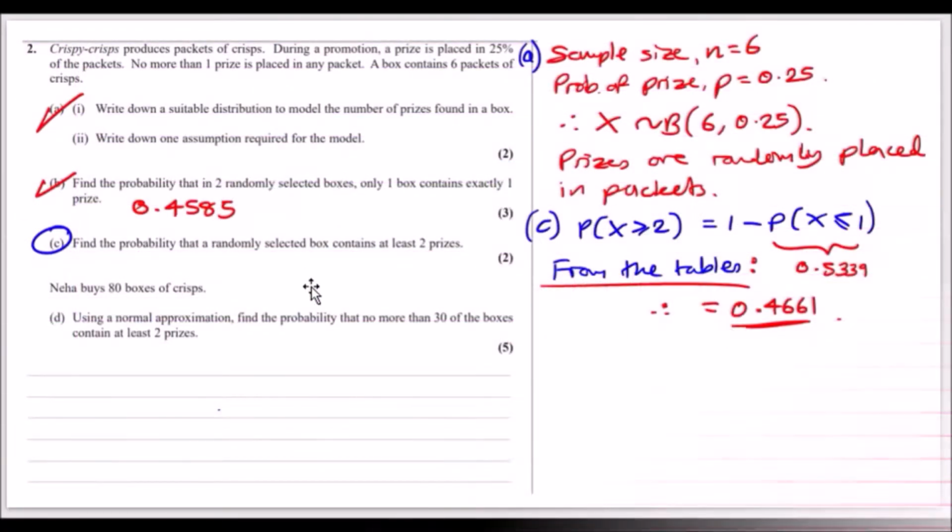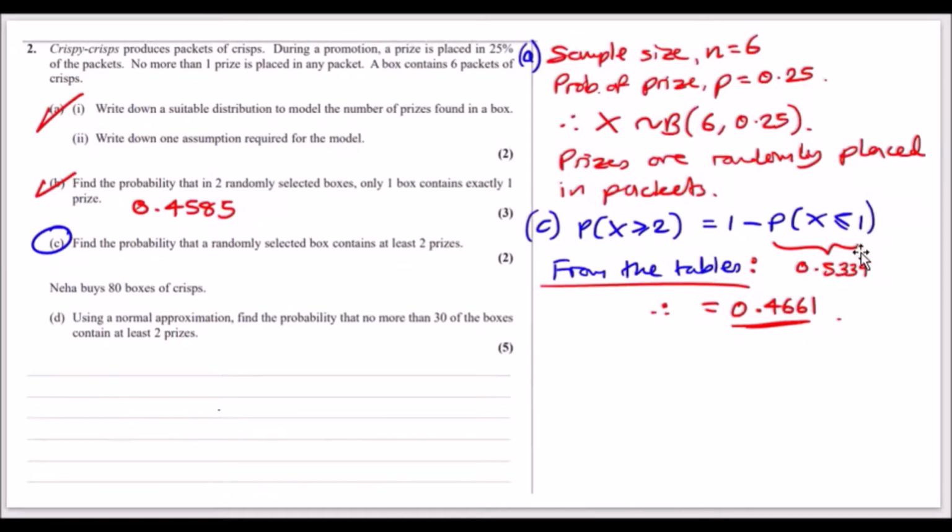So find the probability that a randomly selected box contains at least 2 prizes. Now this is straight up basic. So it's just pretty much the probability that x is greater than or equal to 2, because there's at least 2 prizes or more. Thanks to the table method, we can just do 1 minus, because if it's 2 or more, the complement is 1 or less. So 1 minus the probability that x is 1 or less.